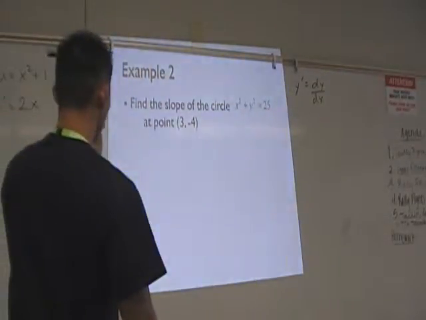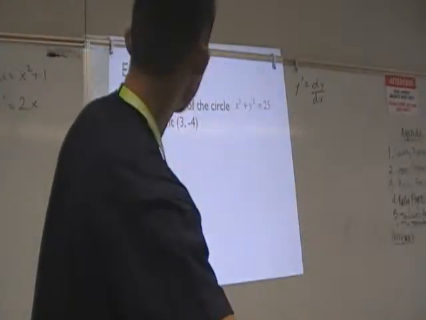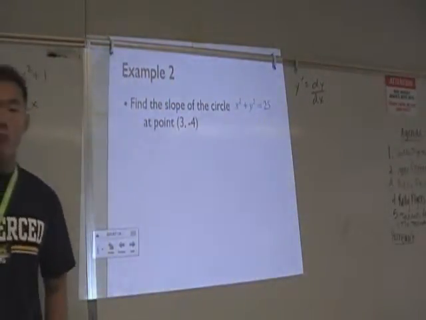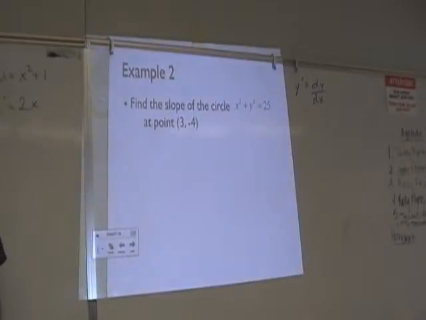Alright, so find the slope of a circle at point (3, -4). This is why we need to know implicit differentiation, because sometimes the graph or the equation that we're asked to take the derivative of is not a function. This is a circle, so it's not. How do we know it's not a function? Vertical line test. Yeah, because it doesn't pass the vertical line test.